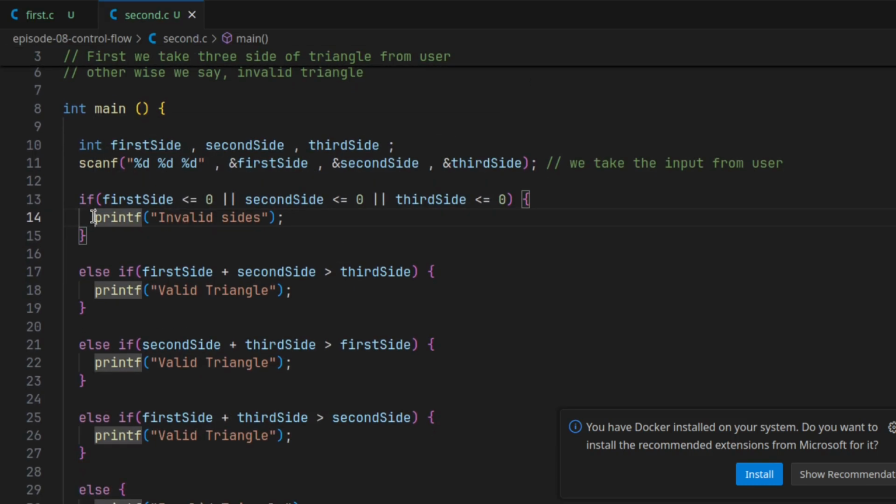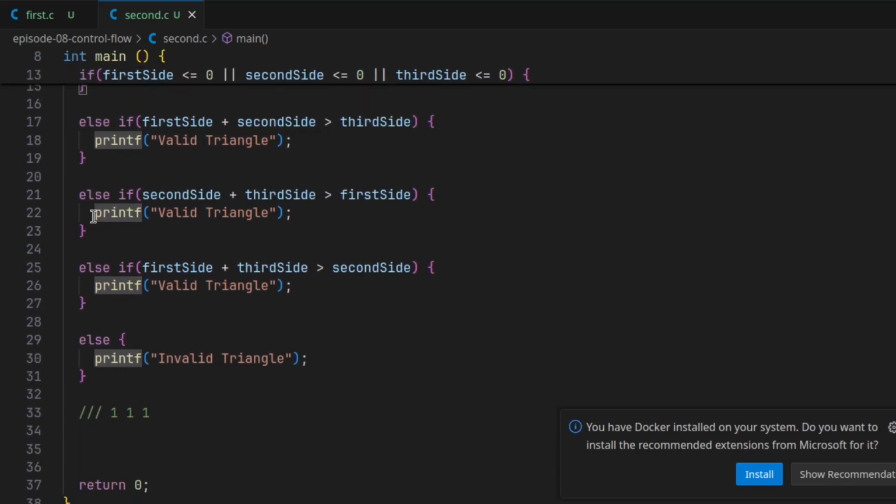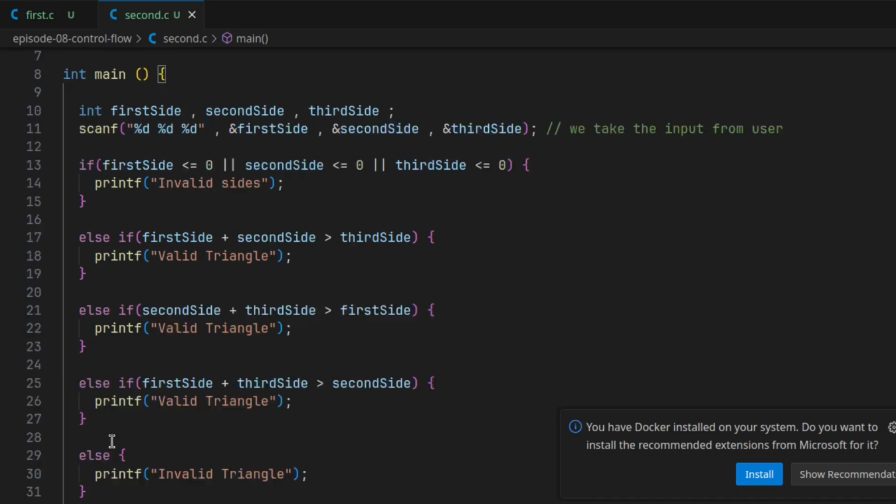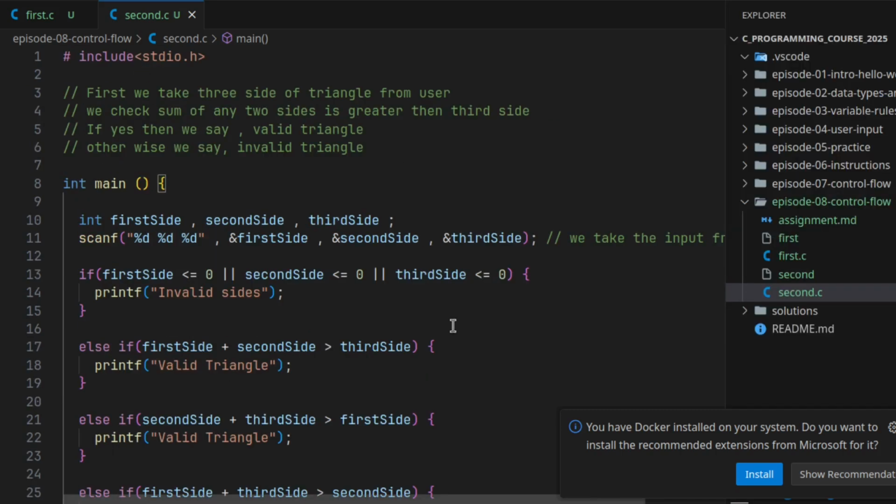So what we do, let's move to the next and create a very beautiful program, which is making a calculator. Yes, we are building our first calculator. It's a very basic calculator. Let's create the third.c file.